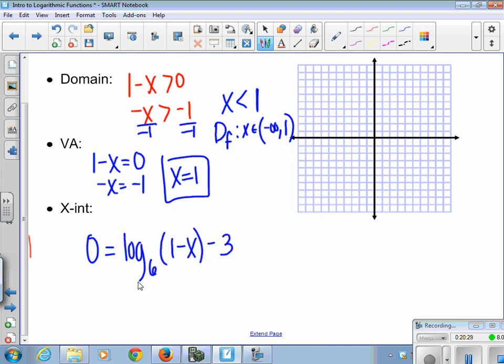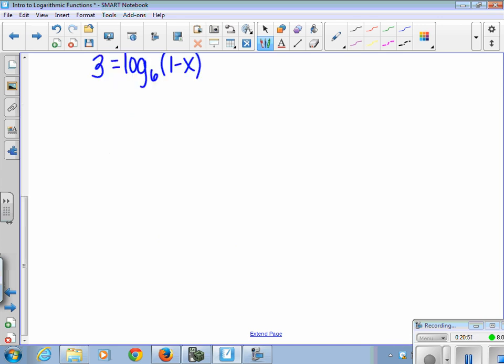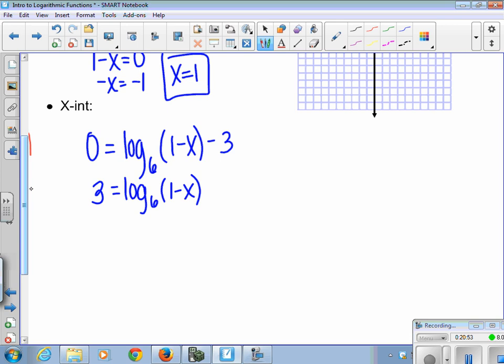Now, in order to shell snail, I cannot go ahead and shell snail with this 3 out here. I need to get the log by itself. So the log and what's inside needs to be alone. So I'm going to go ahead and get rid of that 3 first. To do that, I'm going to add it over. So this would be 3 equals log base 6 of 1 minus x. And so then I can shell snail and say 6 to the third equals 1 minus x.